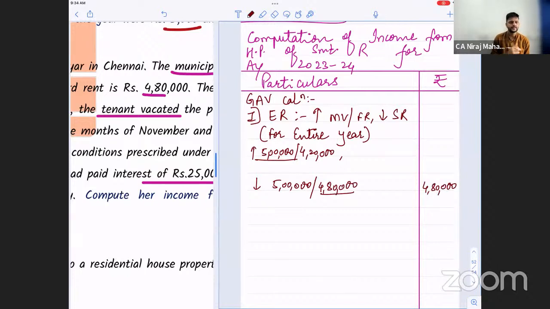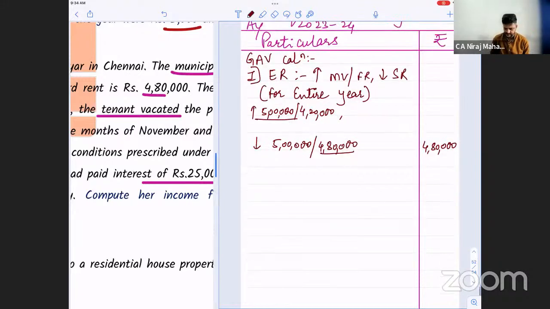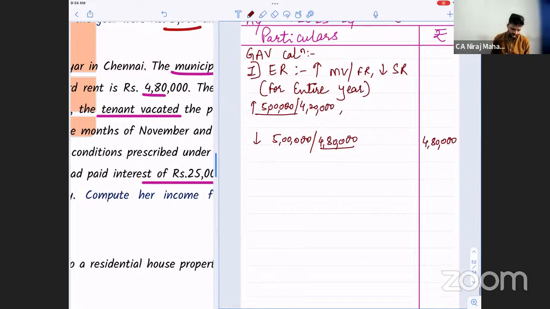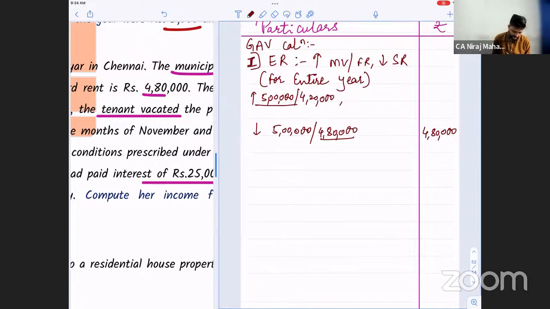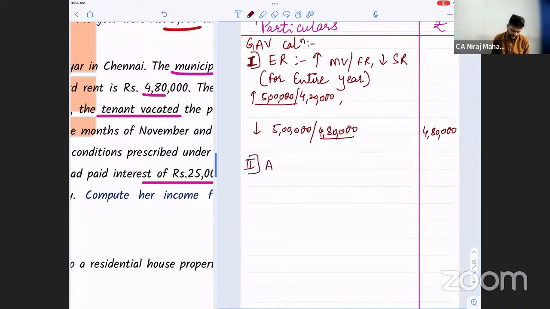As expected. Very good, Indrajit. Good. Keep it up. Nice. Correct answer. Now write it properly in the notebook. Okay, 480 is my expected rent. Second is my actual rent. But again, use common sense. What will I write in bracket? Only obviously for let out period.